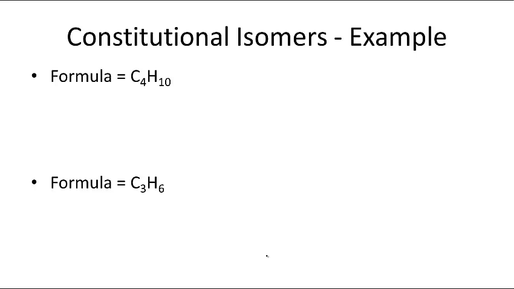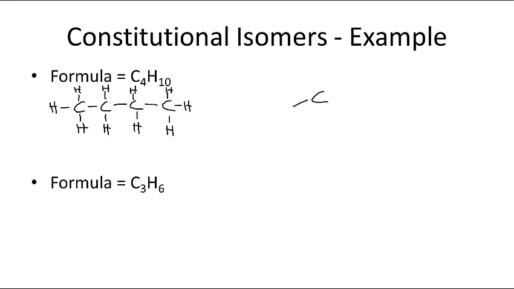Okay, I saw a few people come up with the structures. The simplest one would be to put your 4 carbons in a row and then just fill in the hydrogens around them. And then the other thing I could do is put 1 carbon in the middle with 3 carbons around it.